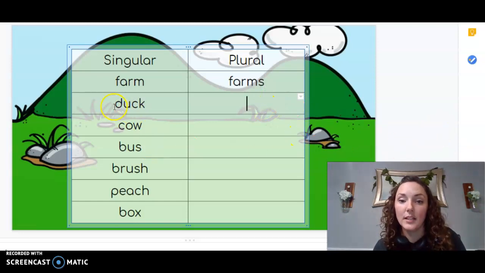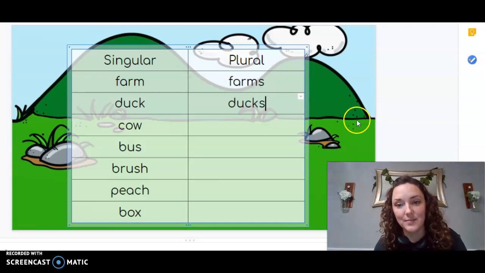Let's make this word duck over here more than one duck. So we want to change the word to ducks. D-U-C-K, and we have to add the S. Ducks. All right, our next word is cow. We want to change it to more than one cow. So we're trying to make the word cows. C-O-W, cow, with an S at the end.